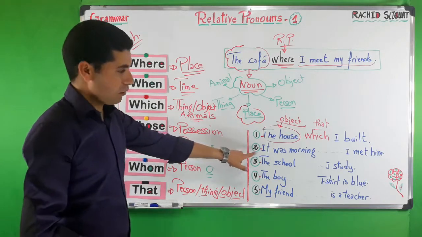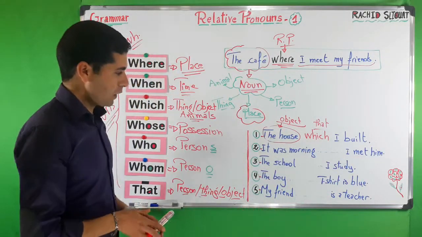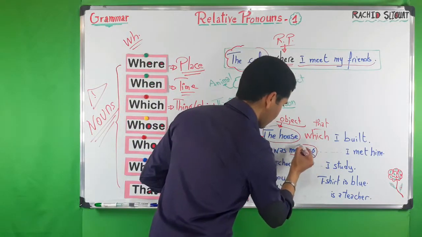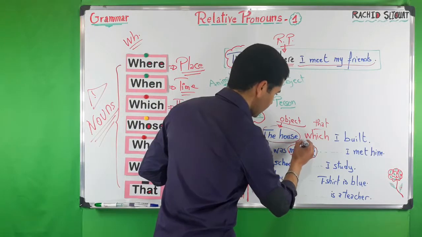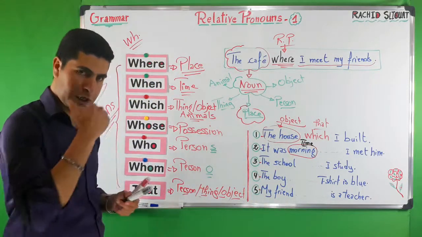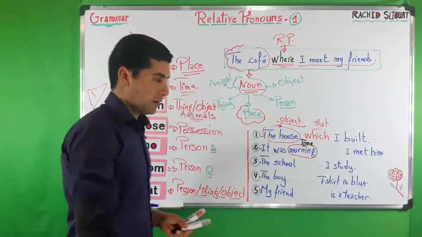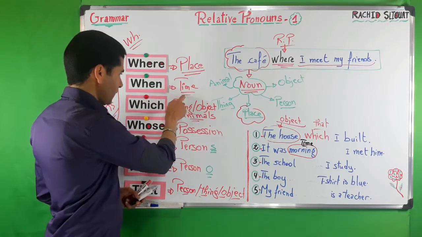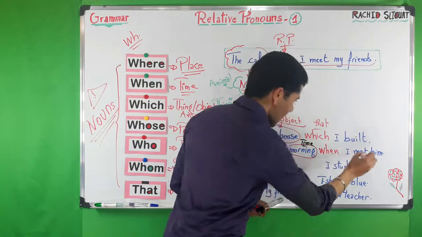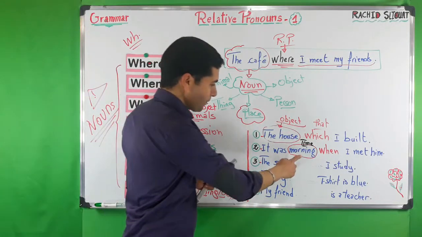So number two, look at number two. It was morning I met him. Now here, what do we have? The noun, very simply, morning. Morning is very simply time. What is the pronoun for time? Very simply, when. So this is time. So what can we say? It was morning when I met him.